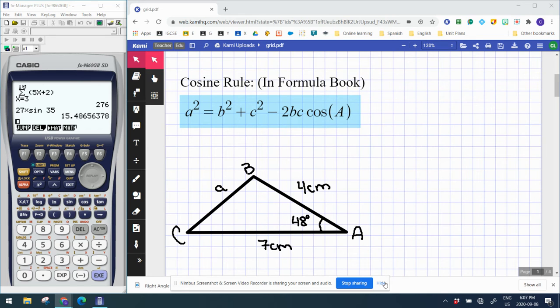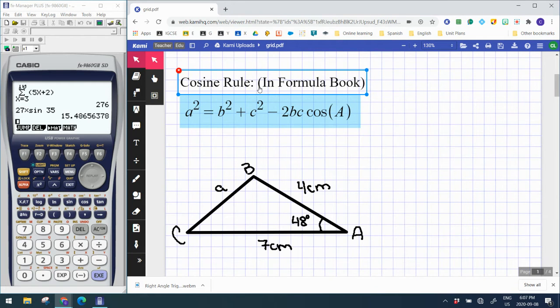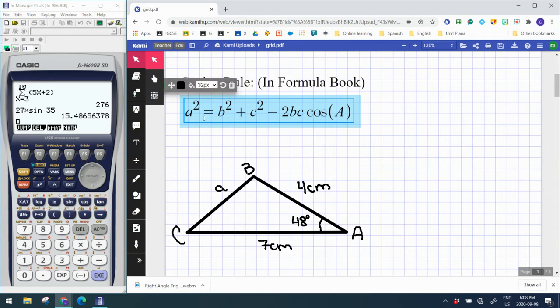So of course, not every triangle in the world gets to be a right triangle. There are two rules that we're going to learn to help us solve triangles that aren't right triangles. The first one is our cosine rule, and it does show up in your formula book. It's a squared equals b squared plus c squared minus 2bc cosine.